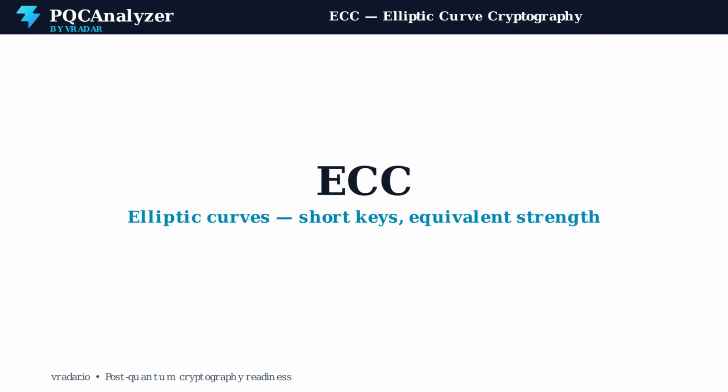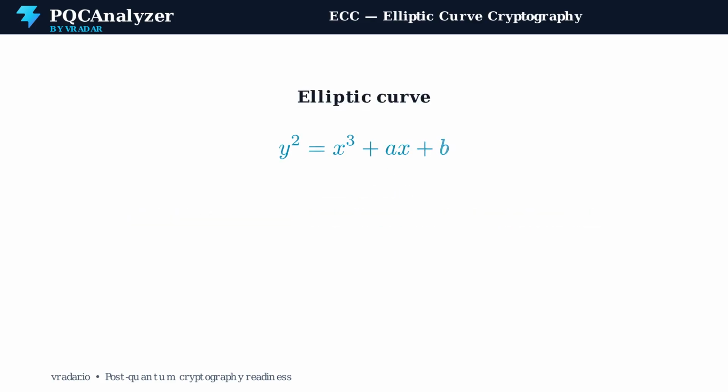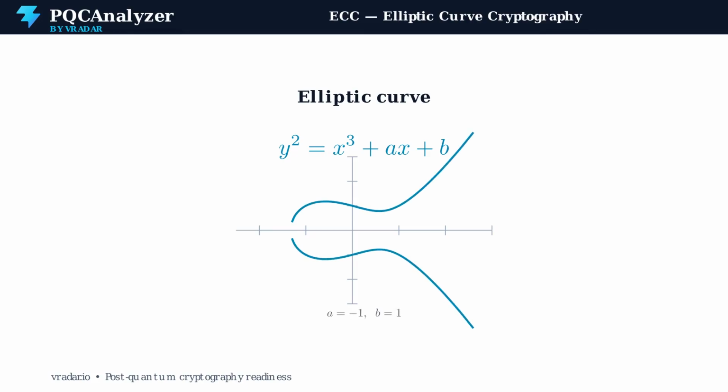Elliptic Curve Cryptography, or ECC, gives much shorter keys than RSA at the same security level. It powers modern TLS, X25519 key exchange, and most blockchains. An elliptic curve is the set of points satisfying the equation y² = x³ + ax + b. In our example, a = -1 and b = 1, a smooth, non-singular curve.